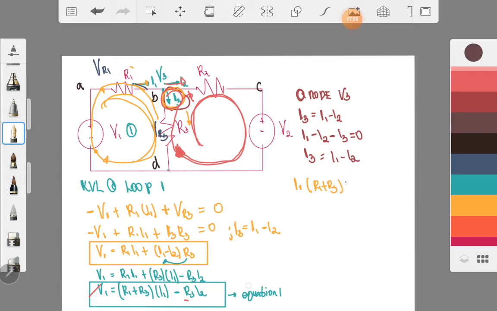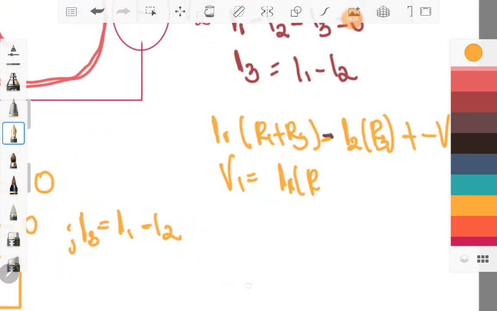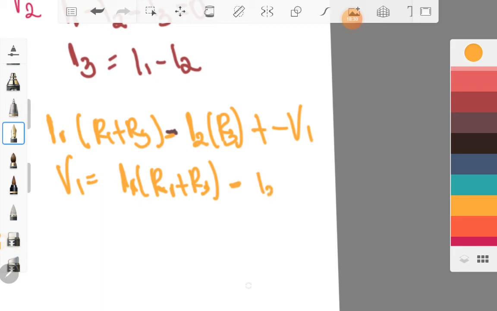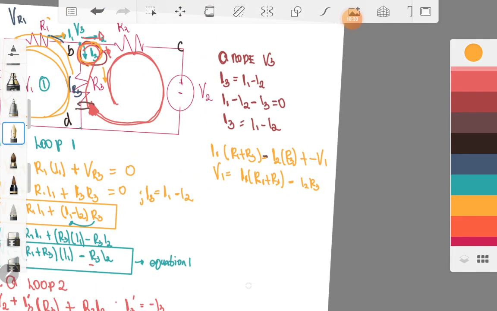Minus kung ano yung nakasalungat or kung ano yung resistor na nakakonekta sa kabila. Okay? Ima-minus mo siya agad dyan. Minus I2 R3 plus negative V1. Or you have V1 is equal to I1 multiplied by R1 plus R3 minus I2 R3. Okay, sa kabila naman.